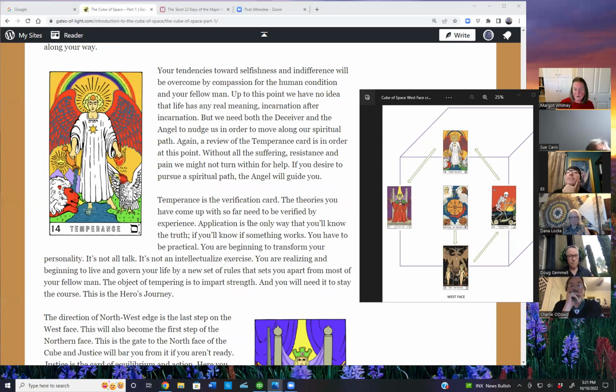You are beginning to transform your personality. It's not all talk. It's not an intellectual exercise. This is not a debate. Learning about yourself, sitting around having a philosophical debate and being right or wrong or whatever doesn't count. Like I've said in the past, the proof is in the pudding. If you're happy, you have a level life, and you're starting to open up spiritually, that's the proof.